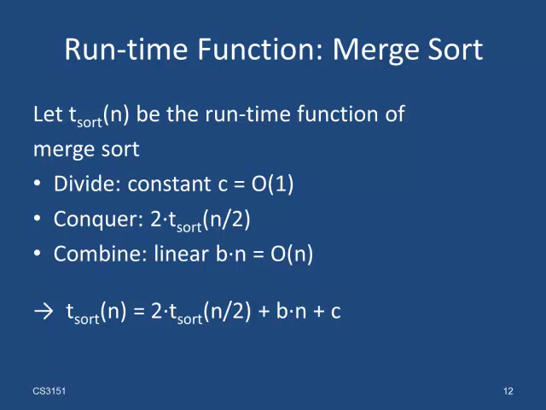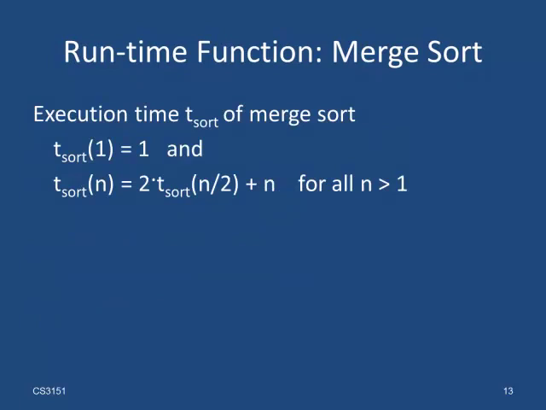What we do is we just use the expression n to represent the number of steps done by the divide and combine step together. Since the two parts together are linear, that is okay. And that's what we then get. Tsort of 1 is equal to 1. This is a base case where the array consists of one element only. Only the check if index low is less than index high is performed in that case.